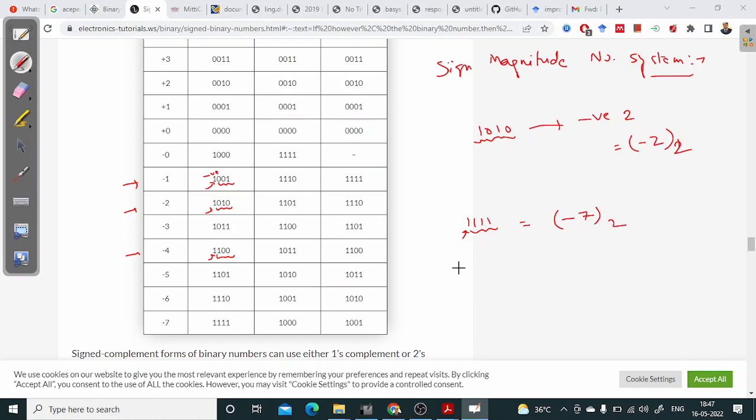Now tell me what will be this 1 0 1 0 1 in sign magnitude. The first bit is the sign, so it's a negative number. The rest of the bits will decide its magnitude. So this is 1 0 1 0, which is 10, so this is equal to -10.